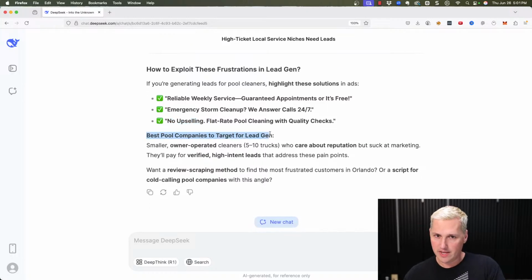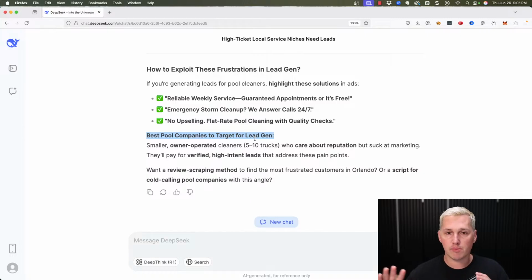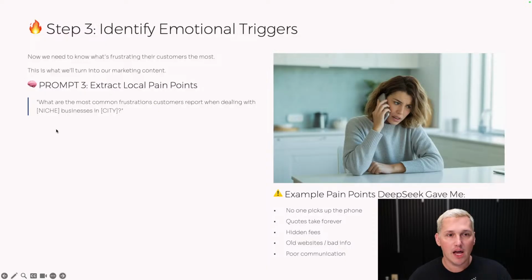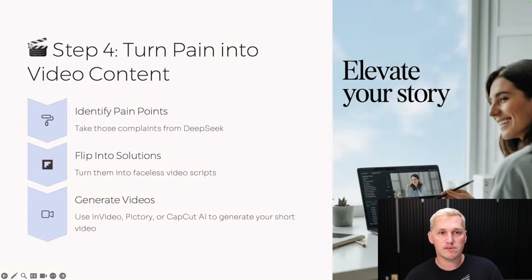So they tell you to go for the smaller pool companies, the ones that are going to be able to actually do this, the owner operated, the ones that didn't get too big and leave customer service to the side. They care about reputation, but they're not good at marketing. So they're going to pay for the verified high intent quality leads. So this is great. And like I said, DeepSeek is a master at this stuff, which is why you shouldn't be doing this stuff on your own anymore. You should be using a tool like DeepSeek to find this for you.